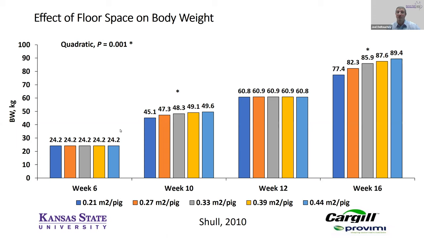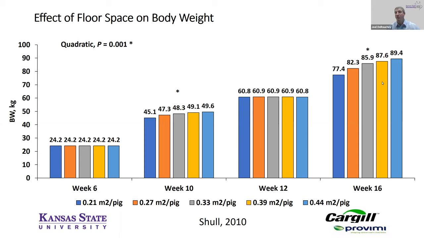As they increased the floor space meters per pig, again, at the beginning when they were allotted, they were all the same body weight. We can see at day 10, there started to be a quadratic effect. And at week 16, you'll see that as more floor space was allowed, the heavier the pigs were. But this did not impact the CV of body weight of the pigs. We simply changed the growth rate of the entire population.